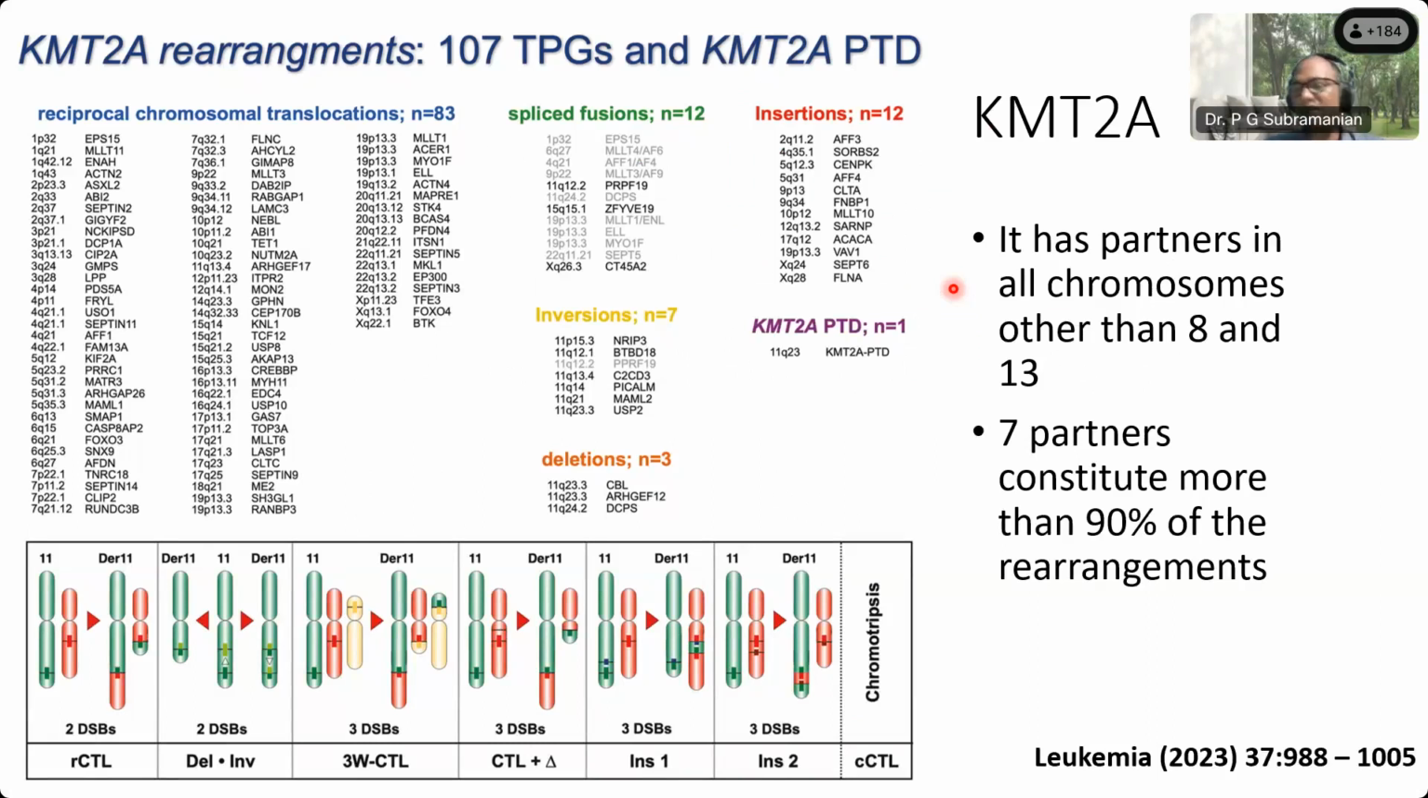So this is a journal which gives you a lot of information. It has partner chromosomes in all chromosomes other than 8 and 13 up till now. Maybe in future somebody will find one rare case which is having one of the partners in chromosome 8 or 13. 7 of the partners constitute more than 90% of the rearrangements.